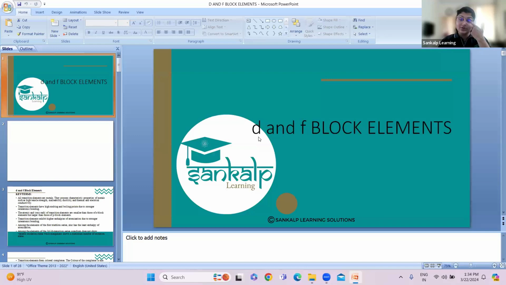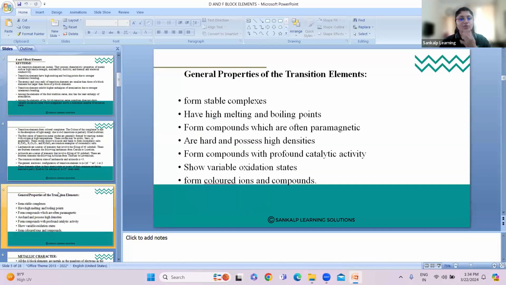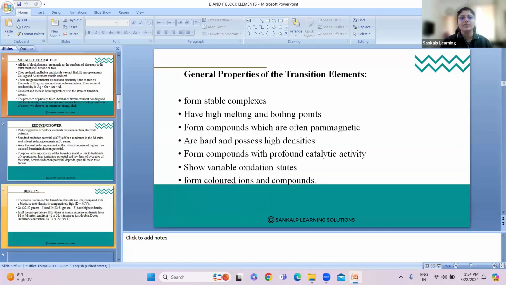And it gradually gets filled as the number of electrons increases with increasing atomic number, right? Then we had started with the key points. We have seen what are the general properties of transition elements, the different properties. So we have discussed this.